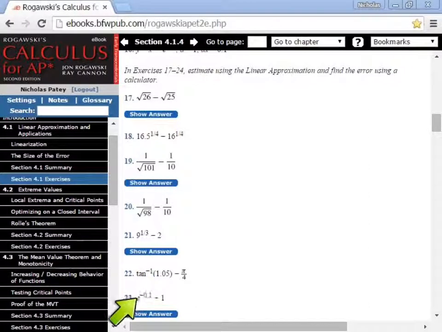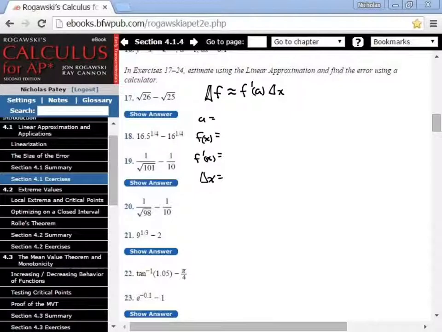Next, let's take a look at this guy down here. Now, if it's asking for a linear approximation, you guys know that it's asking for the approximate change in f, which in our case is f prime of a times delta x. So we need to know a few things. We need to know what a is. We need to know what f of x is. That way we can find out what f prime of x is. And we also need to know what delta x is. So those are all the questions that should pop into your head when coming to this problem.